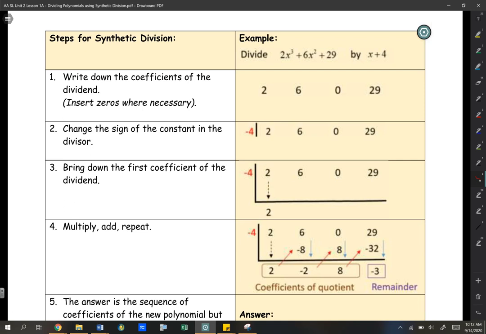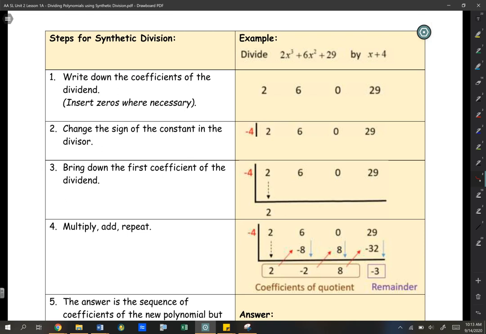And now here's the fun part. We're going to take that value and multiply it by negative 4. So 2 times negative 4 gives me negative 8. Then I'm going to add these numbers together. 6 plus negative 8 gives me negative 2. Then I'm going to do negative 2 times negative 4, which gives me 8. Add those two numbers together, I get 8. Then we do 8 times negative 4, that gives me negative 32. Add those two numbers together, that gives me negative 3.